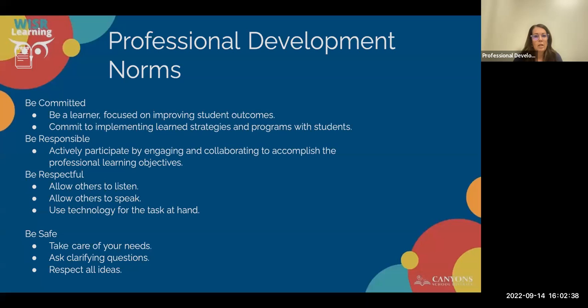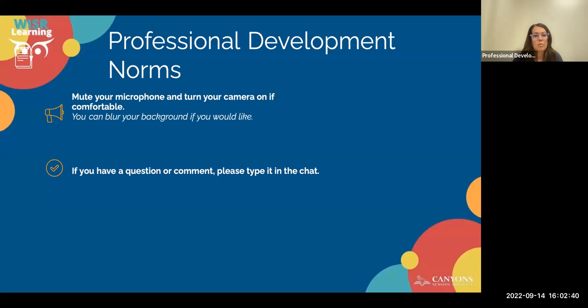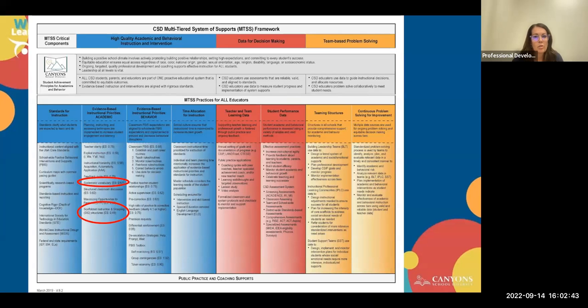We are recording our professional development norms. As we're working through today, our multi-tier system of supports will really be focusing on scaffold instruction and grouping. Then we will touch briefly on the systematic vocabulary routine.